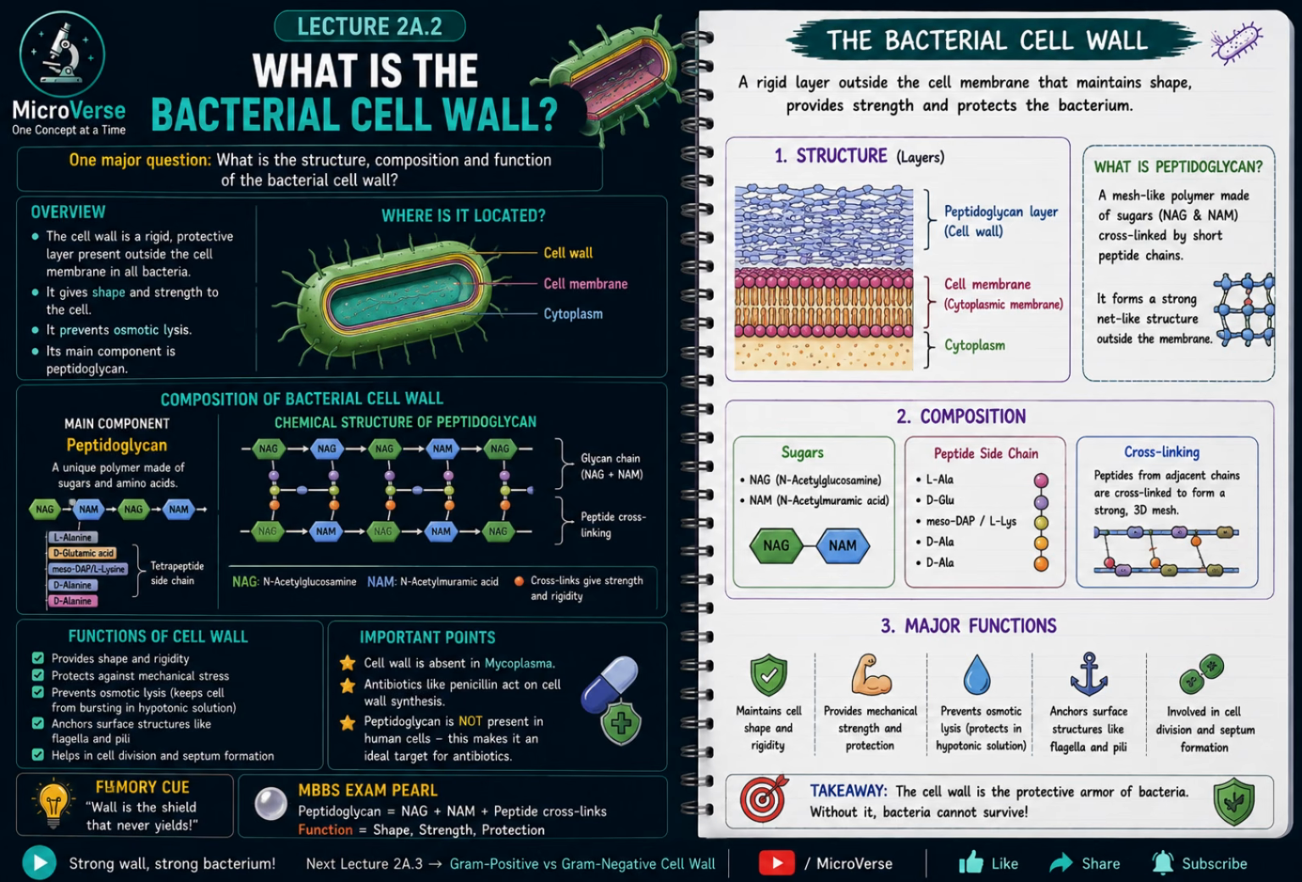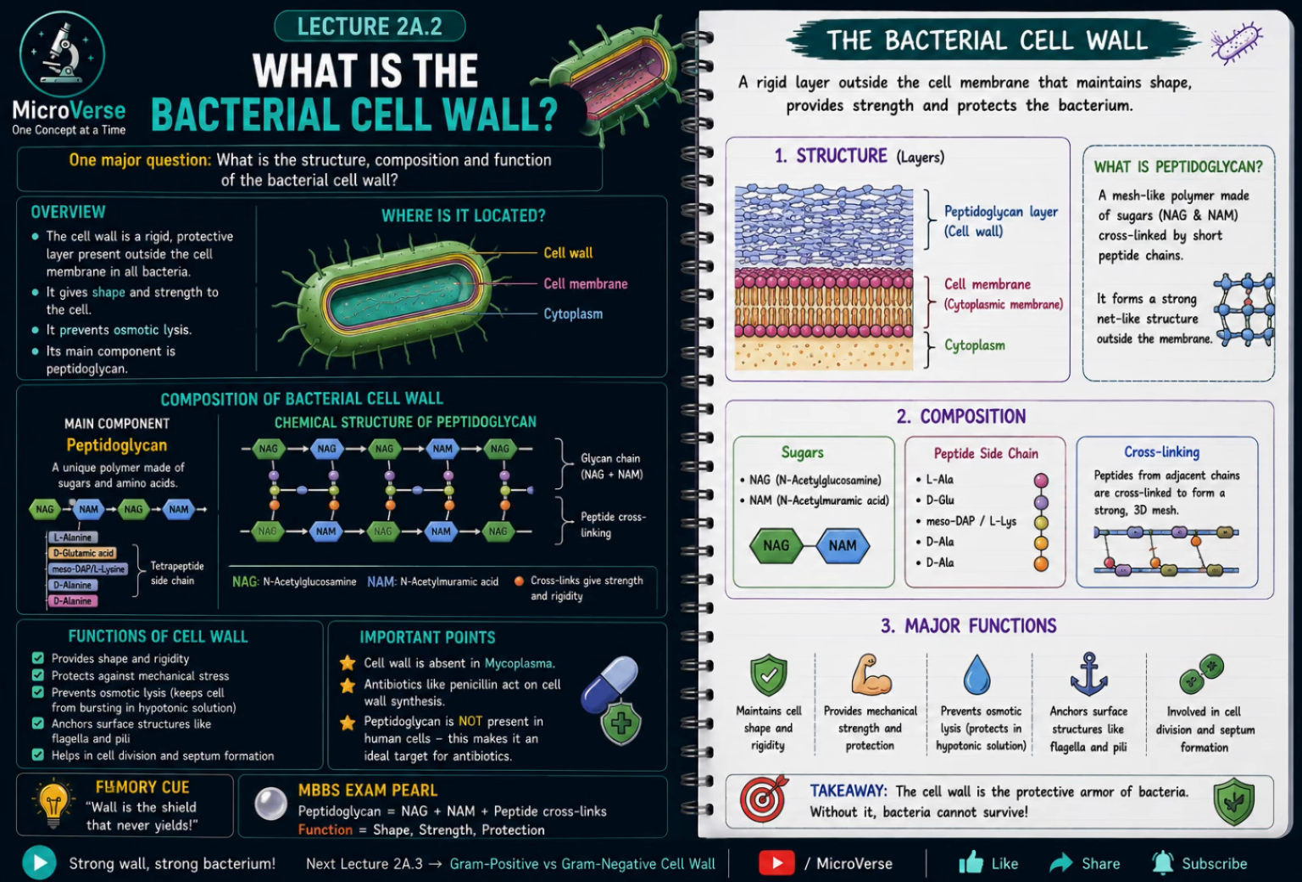So, today's question was: what is the bacterial cell wall? It is a rigid structural layer outside the cytoplasmic membrane with peptidoglycan as its major structural component in most bacteria. It maintains bacterial shape, provides mechanical strength, protects against osmotic lysis, and serves as an important target for antimicrobial therapy.